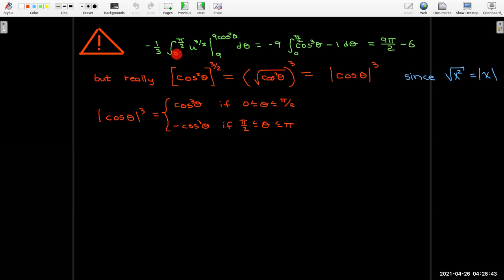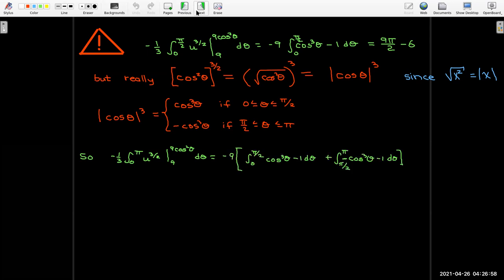So if I had bounds from 0 to pi, I would really have to break this up into two integrals, or at least break up the evaluation here into two parts. I'd have to look at the integral from 0 to pi over 2. There I have the positive cosine cubed theta minus 1 d theta, exactly what I had up here after the evaluation. But then for the second quadrant, going from pi over 2 to pi, cosine changes sign. So now this has to be negative cosine cubed theta minus 1. So I have a different integral to evaluate here.